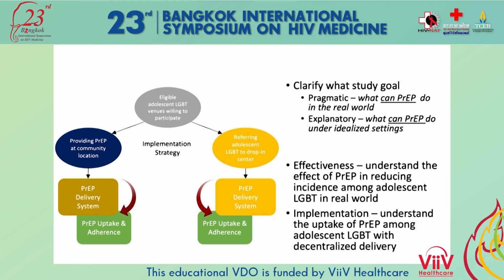So, in this pragmatic trial, it is asking the question, what can PrEP do in the real world? Because many of us work in the real world. We are programmers, we're service providers, and we really want to understand in real world settings, how can we make things better? As compared to the traditional explanatory RCT, which asks what can PrEP do under idealized settings? So effectiveness here would be about understanding the effect of PrEP in reducing HIV incidence among adolescent LGBT. But actually, what I'm saying is that you may just want to focus on understanding these differential delivery strategies in terms of the uptake of PrEP with decentralized delivery. So it's just asking that question of implementation.